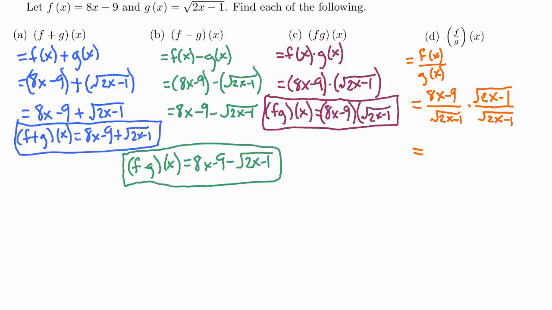Then you multiply. Notice that the numerator is effectively going to be f times g of x. So that is 8x minus 9 times the square root of 2x minus 1, all over, now, square root of 2x minus 1 times square root of 2x minus 1. We did that to cancel the radical, and it does that. What you're left with is 2x minus 1. And this is f divided by g of x.